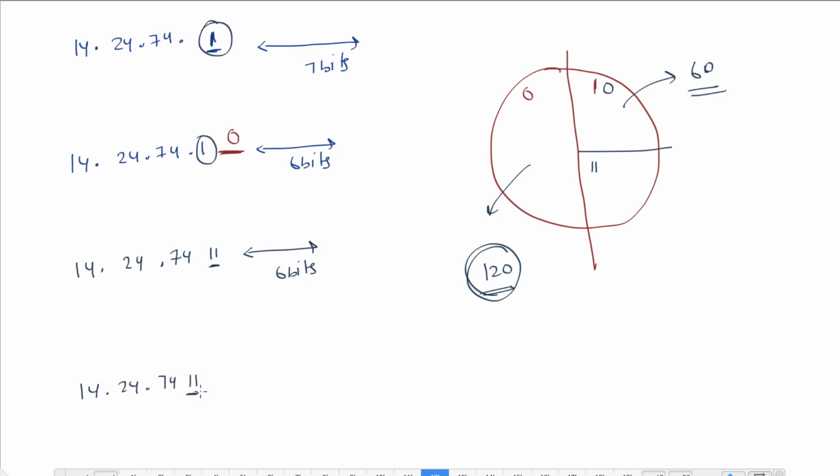This 1 1 is fixed, and you need only 4 bits. You need 4 bits here in the host ID. So how many bits are remaining? These are the 2 bits which are remaining. These are the 2 bits. Now basically, which means you are dividing this further, and these 2 bits you can take anything.